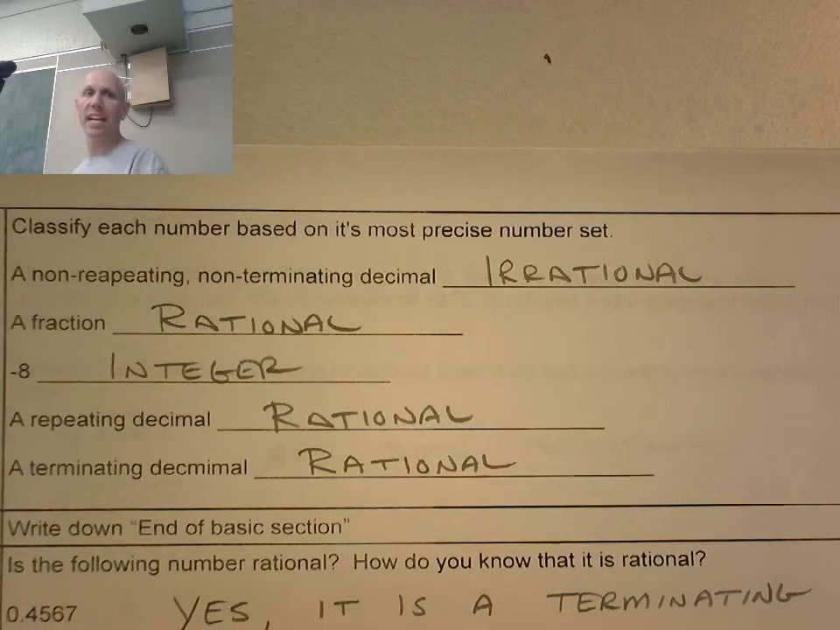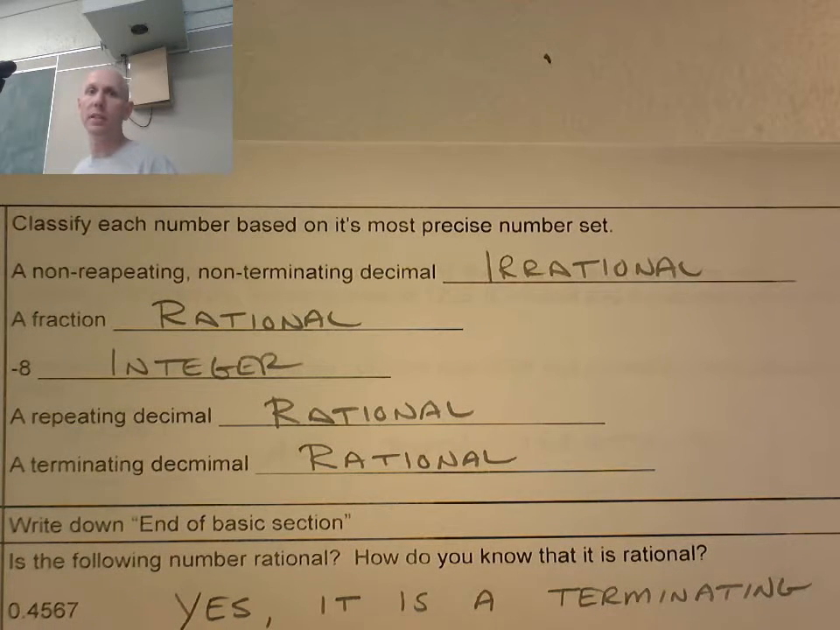All right, so let's classify each number based on its most precise number set. A non-repeating, non-terminating decimal is irrational. A fraction is a good example of a rational number. -8 is a good example of an integer. A repeating decimal, well, that's always going to be rational. And a terminating decimal is also always going to be a rational number.